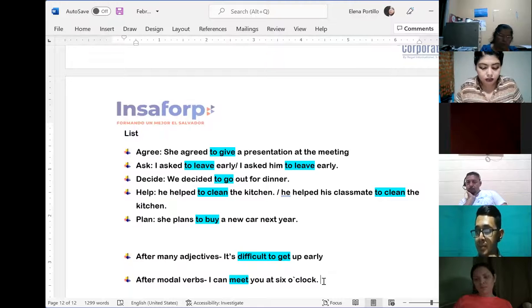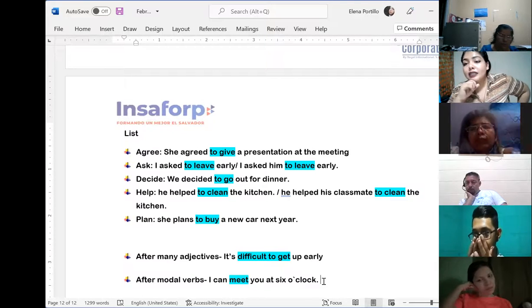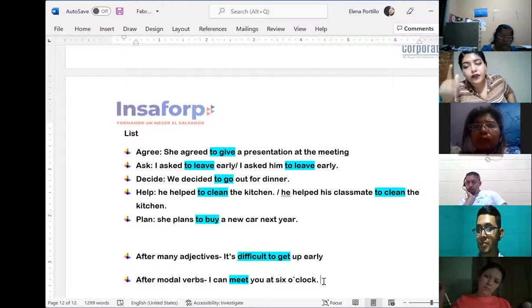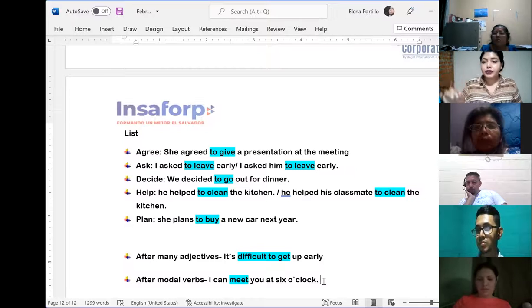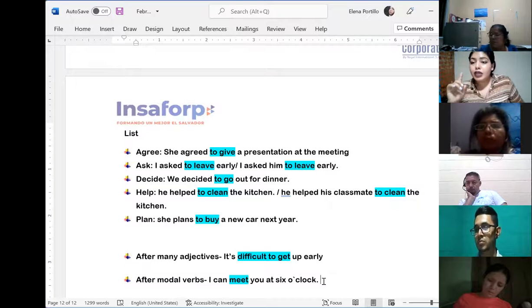It is a written one, so I'm going to write, let me see, there are 20 sentences. I will write the sentence with the verb in parentheses, and then you are going to say it is infinitive or it is with the ing form, that is the gerund. So you are going to read the sentence, then you are going to tell me if the verb is going to be a gerund or infinitive.